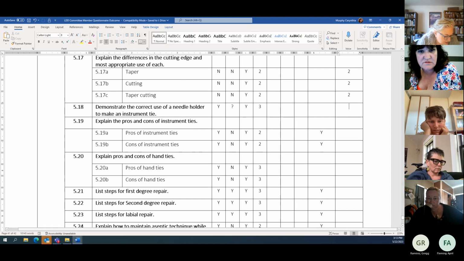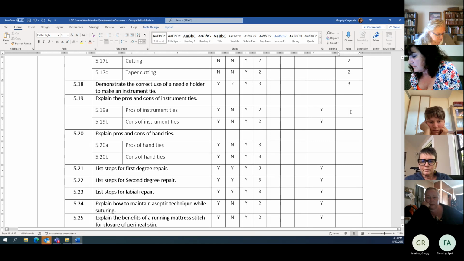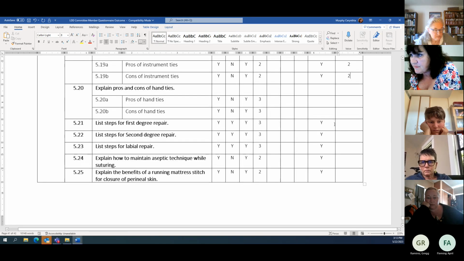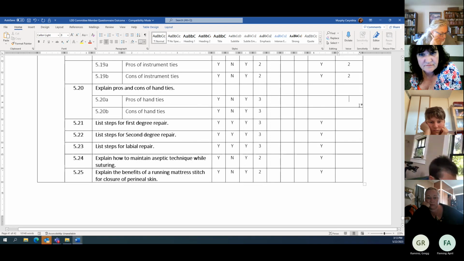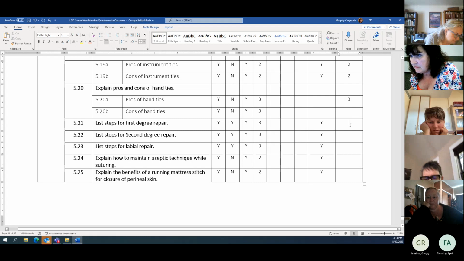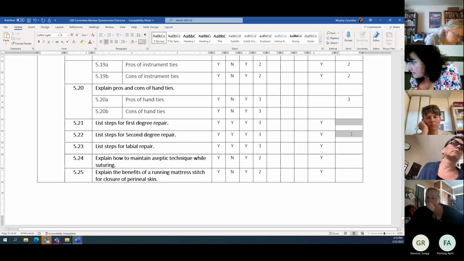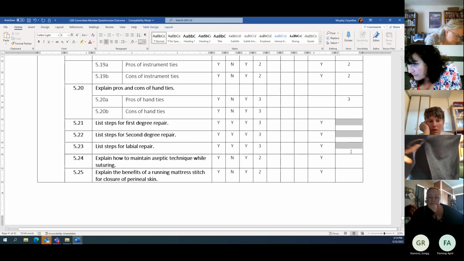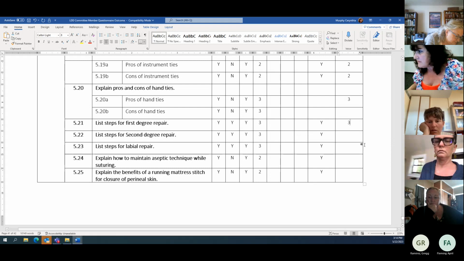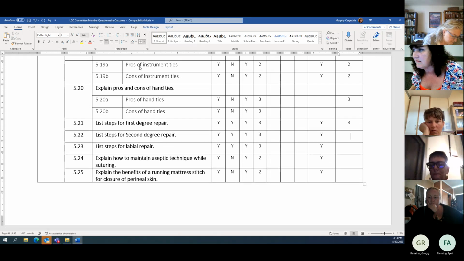So 3 because it's on the skills. Exactly. Okay, explain the pros and cons of instrument ties. And everybody, well, it was kind of 50-50. 2. Okay. Explain pros and cons of hand ties. We have 3s. Pretty good with that. Yep. List steps for first degree. So those should all be 3s because it's on the skills. Oops. I guess that's no question. Sorry, my bad. I'm doing good today.